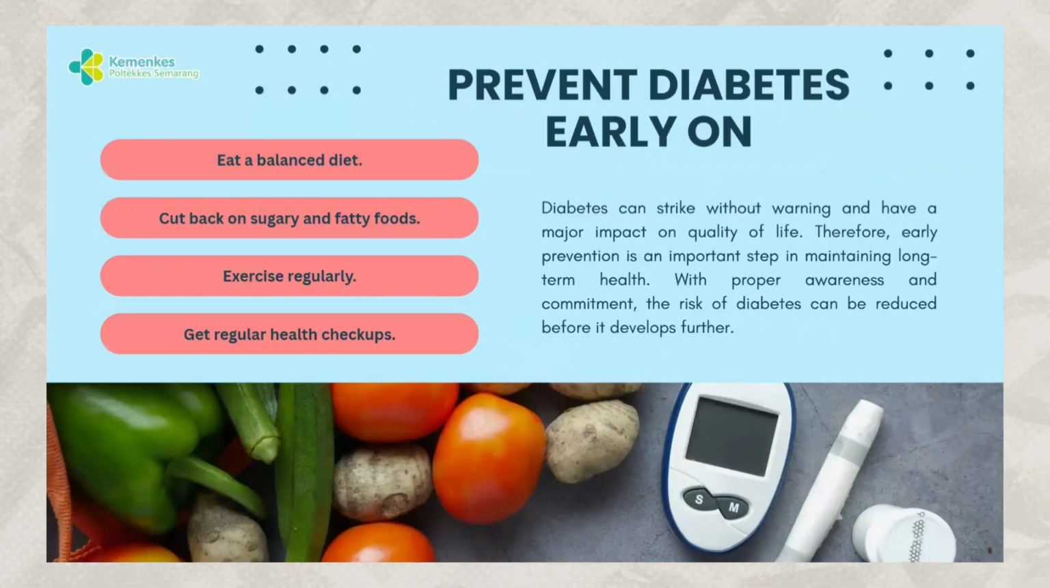And the next, prevent diabetes early on. The first point is eat a balanced diet. And then cut back on sugary and fatty foods. And then exercise regularly. And the last, get regular health checkups. Diabetes can start without warning and have a major impact on quality of life. Therefore, early prevention is an important step in maintaining long-term health. With proper awareness and commitment, the risk of diabetes can be reduced before it develops further.